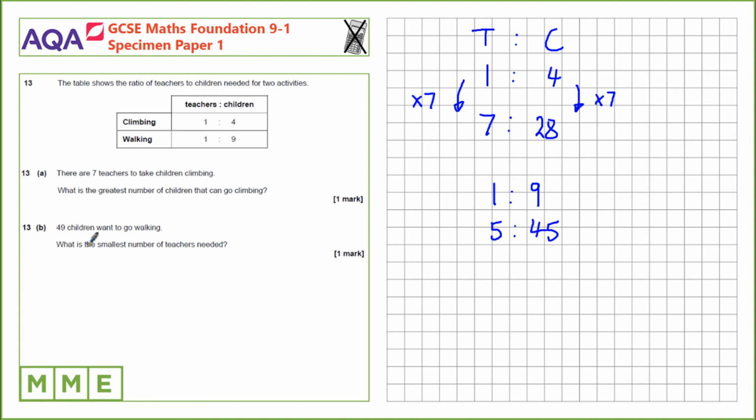But that's not enough for us. We need 49 children. Let's think about multiplying by the next highest number. So 1 times 6. So if we have 6 teachers, we multiply 9 by 6, which is 54 children. So 6 teachers will be enough for 54 children to go walking, which is correct for us. We can't have a lower number of teachers because 5 teachers can only take 45 children. Our answer is 6.